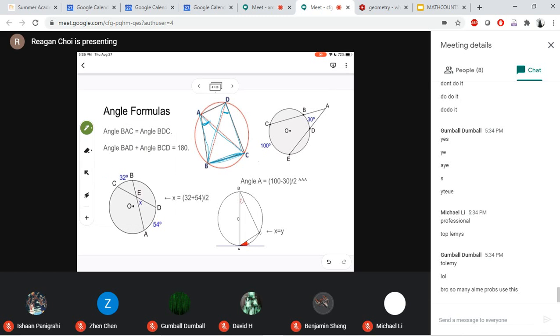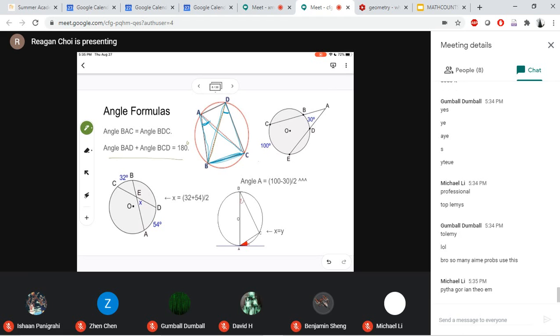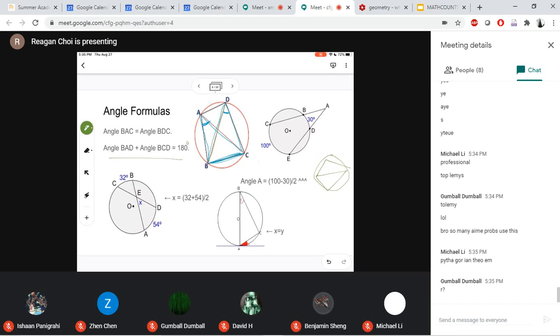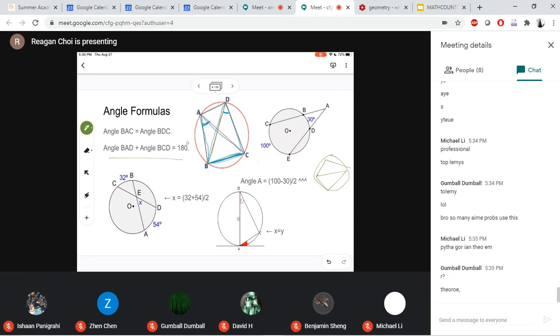Another angle formula is that opposite angles add up to 180 degrees. So you can almost see this as, if you have a chord in a circle, if you go this way and you go this way, they're going to add up to 180 instead of being equal, because you're going to the other side.